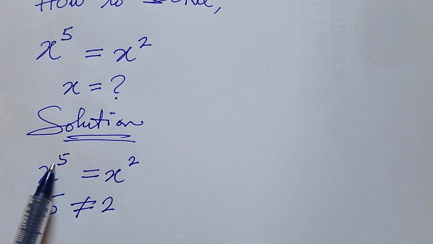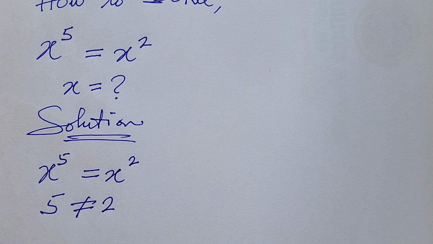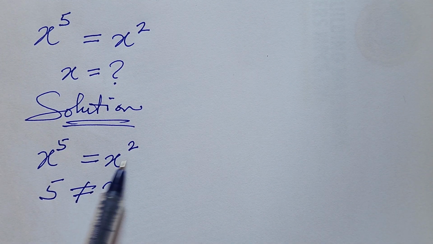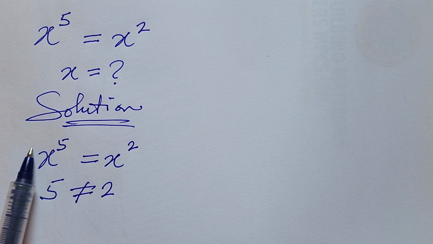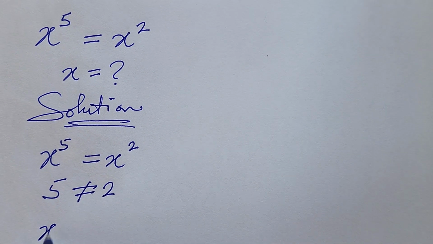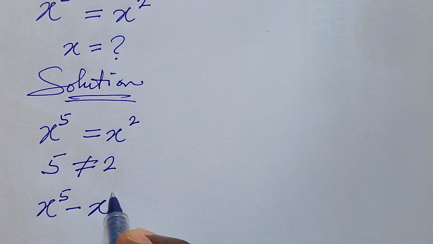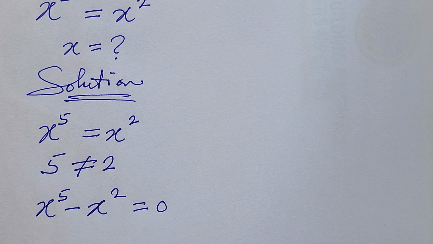So here we will have the highest exponent is 5. So how do we solve for the 5? This simple challenge is easy. All right, so we move this quantity to the other side of the equation. And so that will now give us x to the power of 5 minus x to the power of 2 equal to 0.